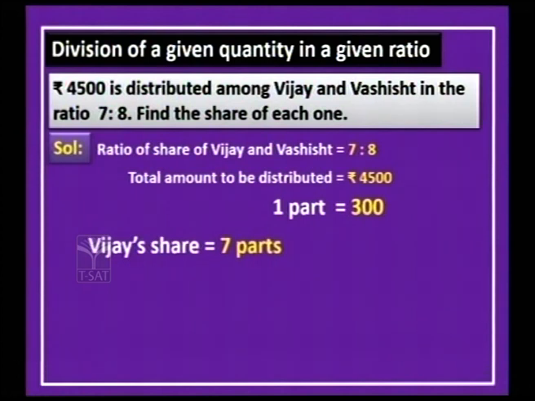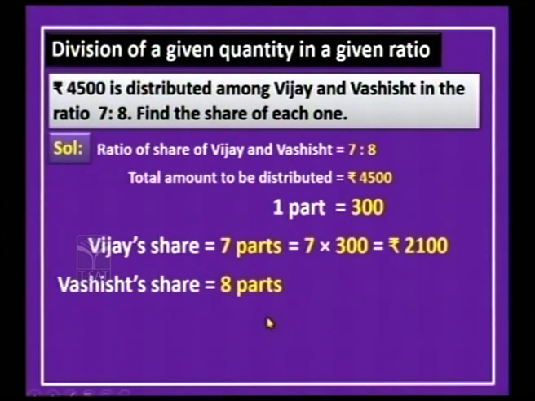So Vijay's share is 7 parts. One part is 300, so 7 parts will be 7 into 300, which gives us 2,100. Now what about Vasisht, children? Yes, he has 8 parts. That means 8 into 1 part, which is 300. So 8 into 300 gives us 2,400. Therefore Vijay's share is 2,100 and Vasisht's share is 2,400.